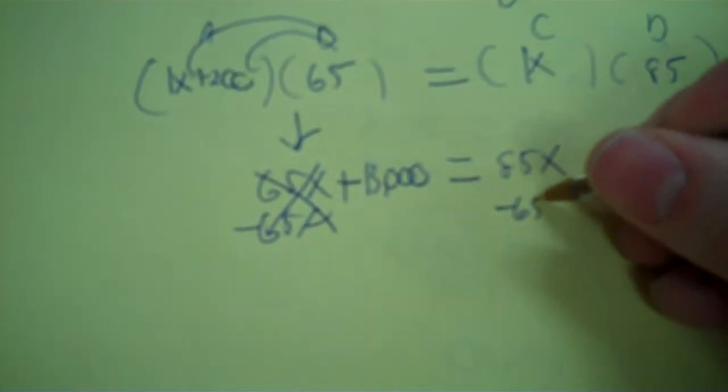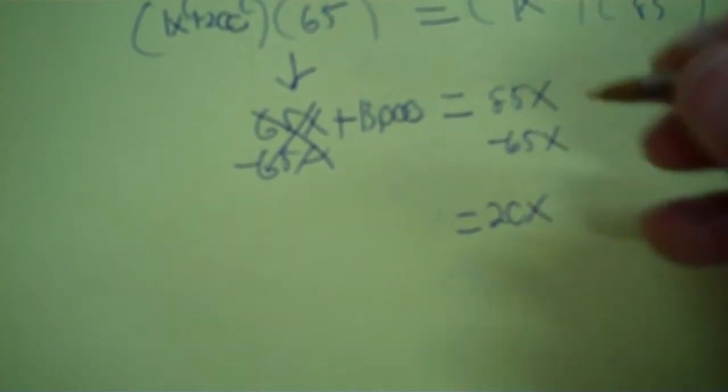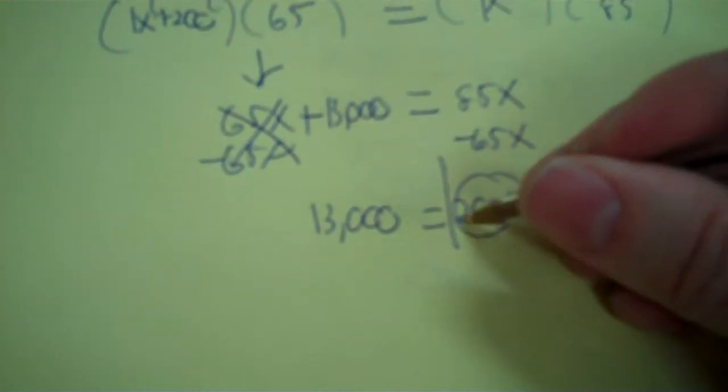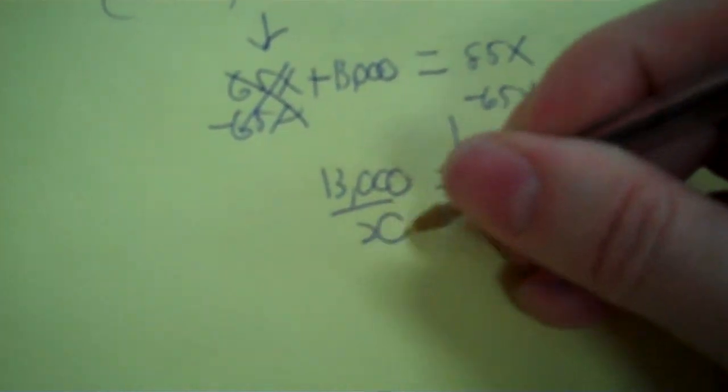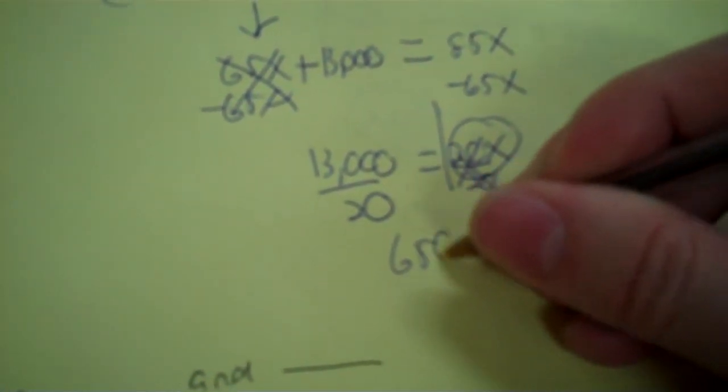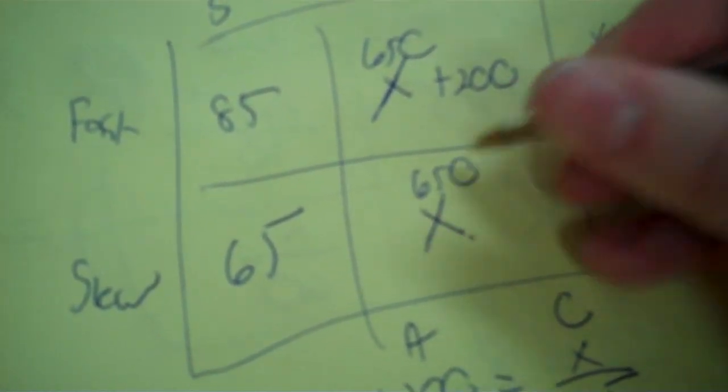X is on opposite sides, you get rid of the smaller one. 20X, 13,000. Then wall, dot, circle, so I divide by 20, divide by 20. Okay, 650 equals X. So I come up here, 650, 650. So 650 is the distance of the slow car, and then 650 plus 200 is 850.